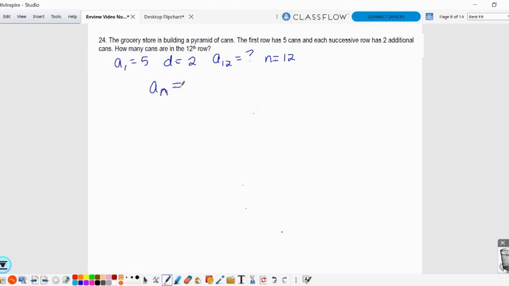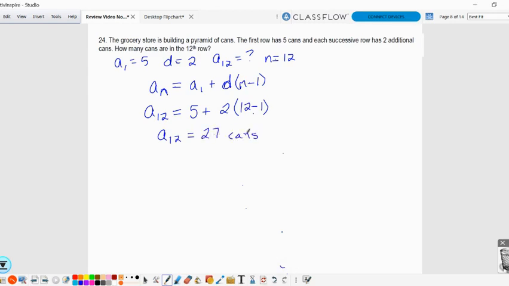which looks like this. And then we plug in the information we have. We're looking for the 12th term based on a first term of 5, a common difference of 2, and a term, number 12. And evaluating all that gives us 27 cans in the 12th row.